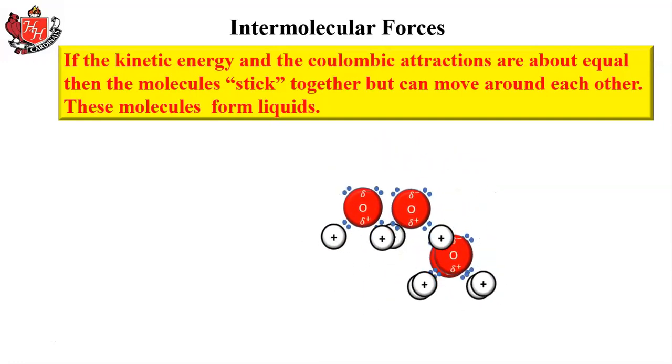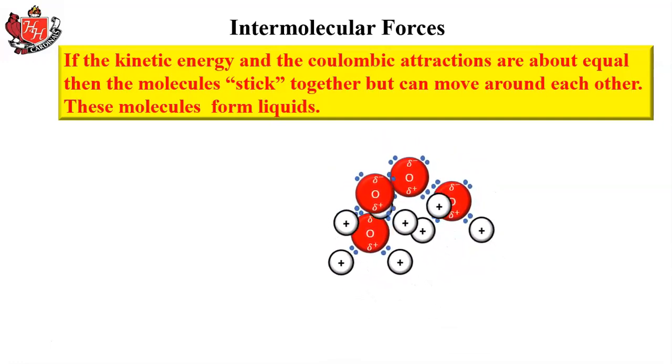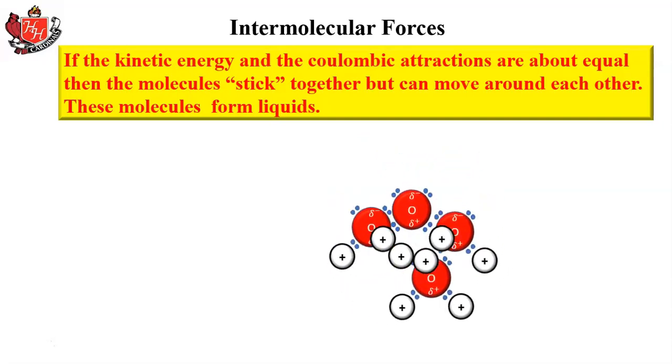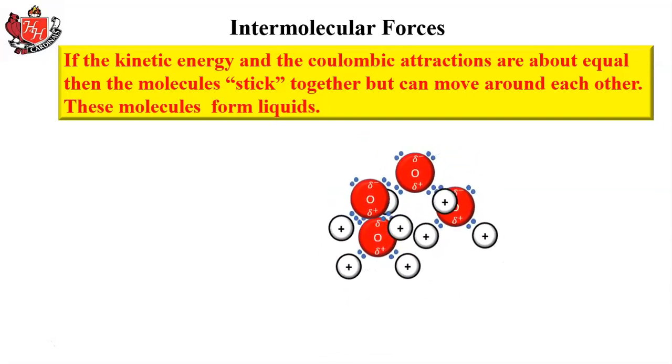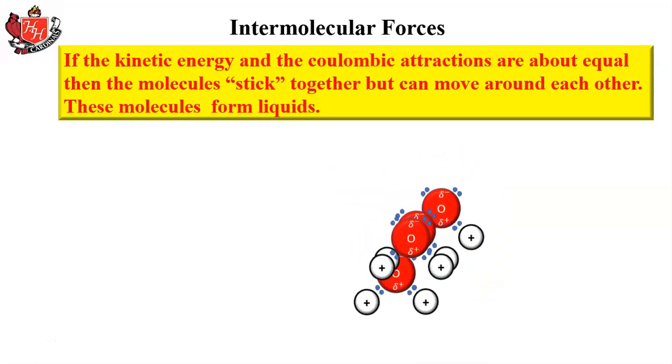So this is the way that liquid molecules would move around, and that's why water in a cup just sloshes around. You can swirl it around and slosh it around, and it moves around pretty freely, but doesn't come apart.